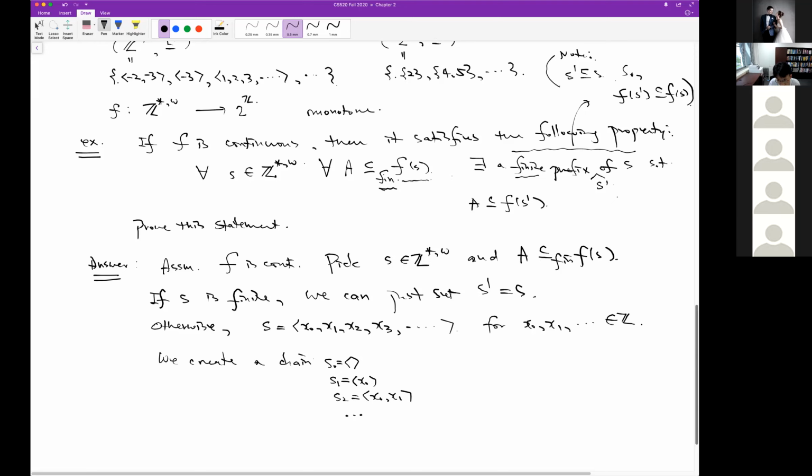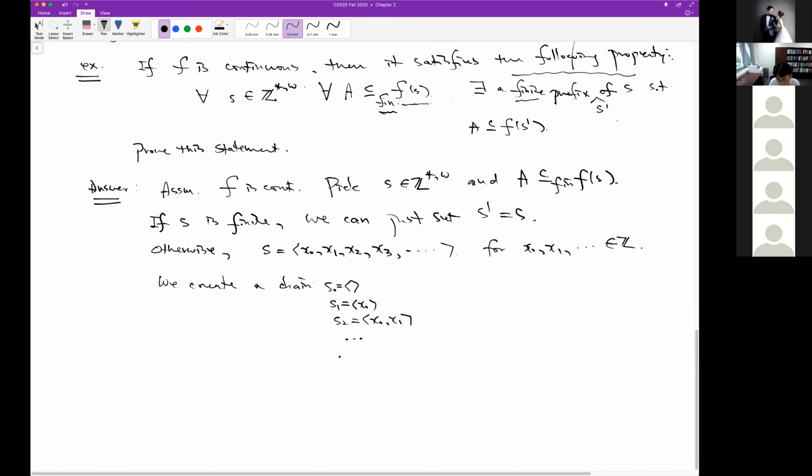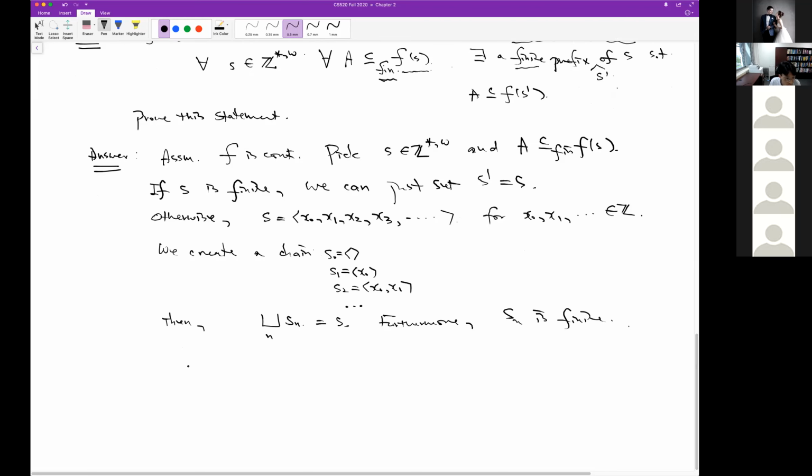If we create a chain like this, then the least upper bound of the Sn is equal to S, because this sequence gets larger and larger. If you want a sequence which contains all of these as a prefix, it has to be the same as S. Furthermore, we know that each of these Sn is finite by construction.